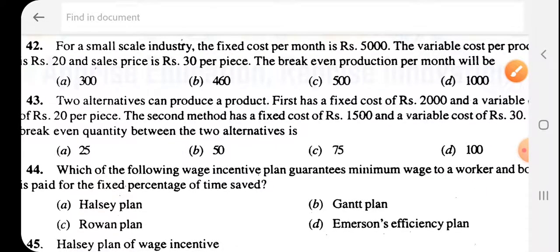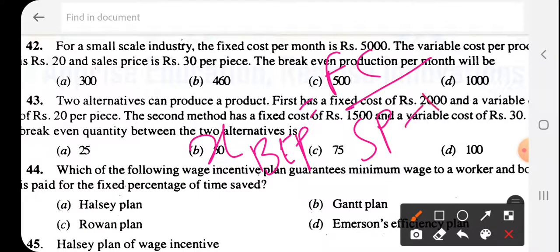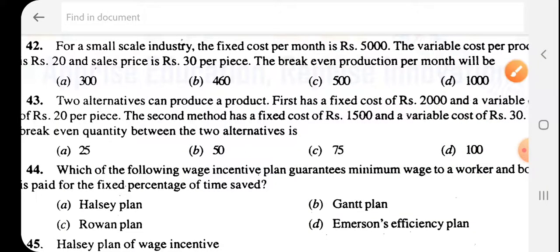In a small scale industry, the fixed cost per month is 5,000, the variable cost per unit is 20, and the selling price is 30. The break-even production per month will be? Break-even point is equal to fixed cost divided by selling price minus variable cost. Fixed cost is 5,000 divided by 30 minus 20, that is 10. So the zero will cancel, and 500 will be the answer. So C will be our answer.